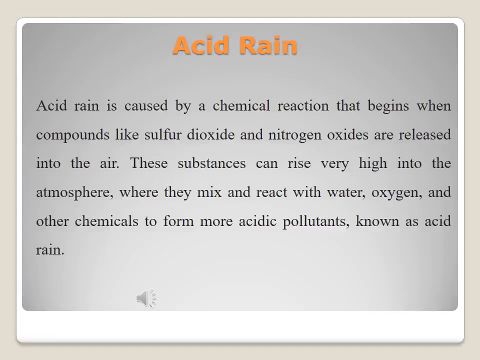Acid rain is caused by a chemical reaction that begins when compounds like sulfur dioxide and oxides of nitrogen are released into the air. These substances can rise very high into the atmosphere where they mix and react with water, oxygen and other chemicals to form more acidic pollutants known as acid rain.